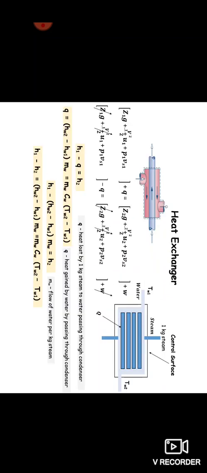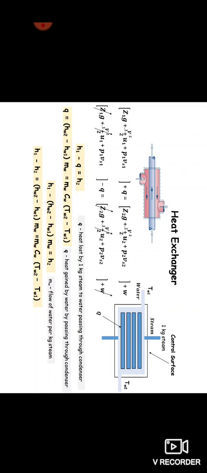Then for the heat exchanger, we have z1g plus v1 square by 2 plus u1 plus p1 vs1 plus q is equal to z2g plus v2 square by 2 plus u2 plus p2 vs2. Cancelling the terms on both sides, we have h1 minus q is equal to h2, where q is equal to heat lost by 1 kg steam to water passing through the condenser.